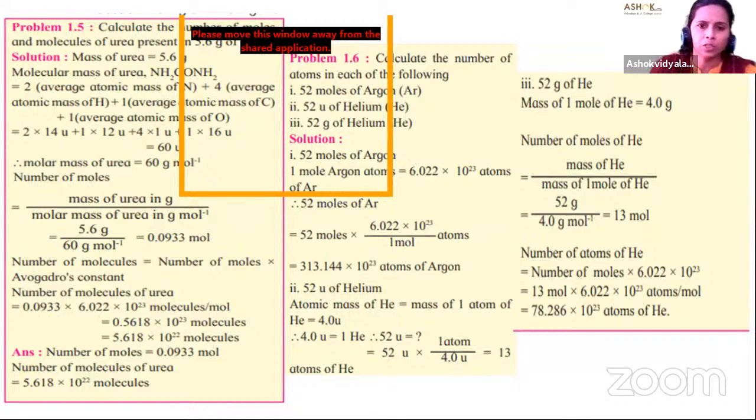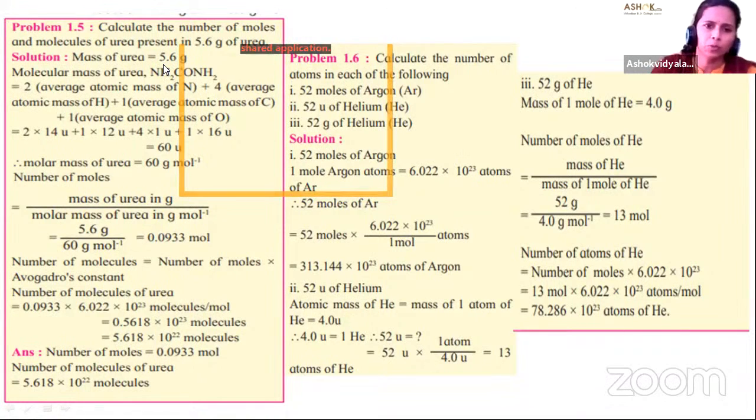So here the substance is urea. The mass of urea is given, 5.6 gram. But the molar mass of urea we don't know, so we have to calculate it. For calculating molar mass, we should know the formula. The formula is not given in the problem, so this formula you have to remember.